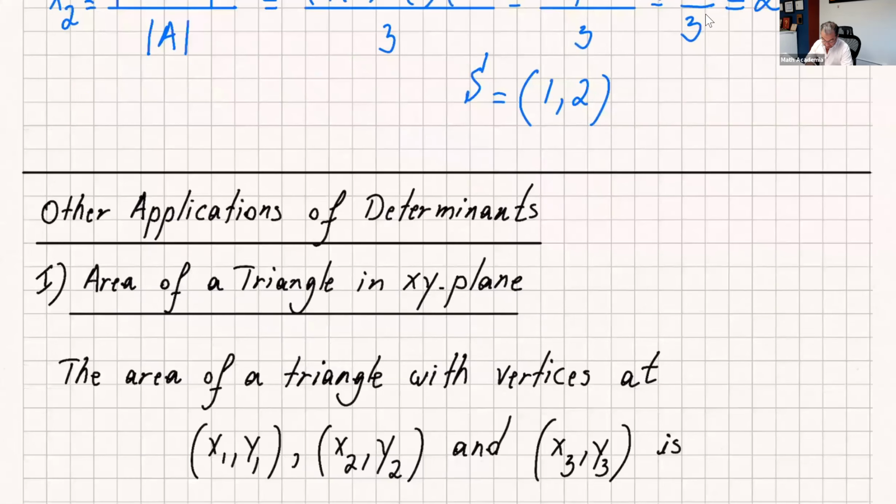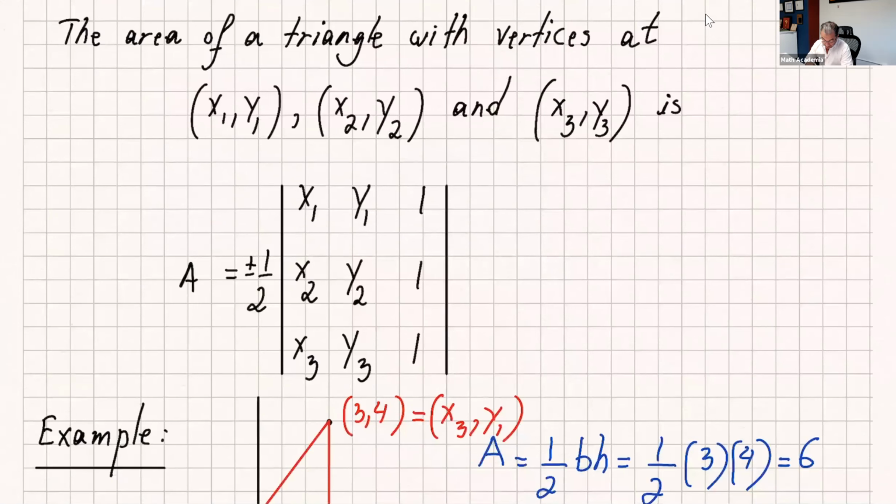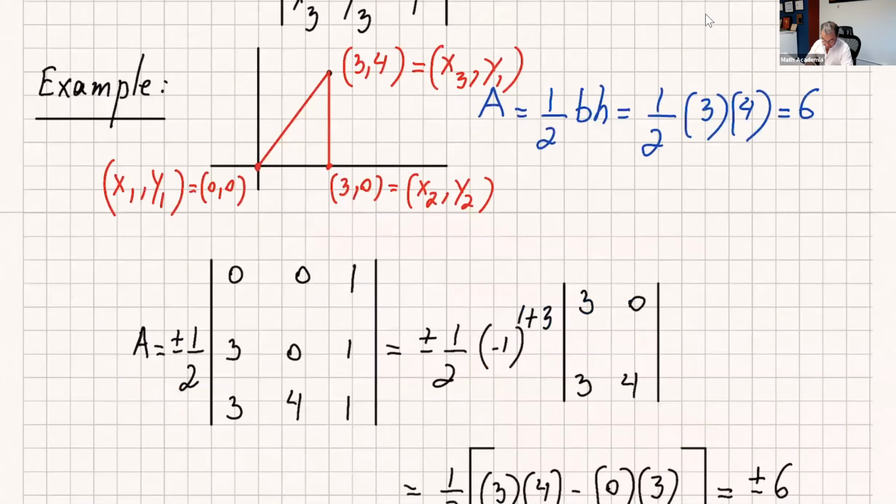There are some other little applications of determinants. Let me just introduce you to that. If you want to find the area of a triangle in the xy plane, then you can just find this determinant, and that's going to give you the area of the triangle. So again, the vertices have to be at x1, y1, x2, y2, and x3, y3. The determinant is negative 1/2, plus or minus 1/2, times the determinant of x1, y1, 1, x2, y2, 1, and x3, y3, 1. I did a little example here for you to see.